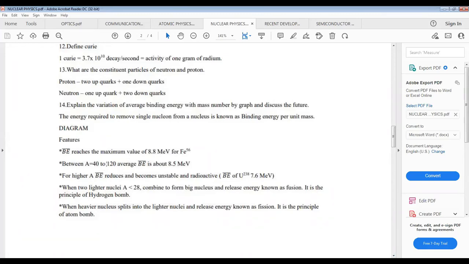Between mass number 40 to 120, the average binding energy is about 8.5 million electron volt, 8.5 MeV. For higher, if the atomic number is above 92, the element becomes most unstable and they become radioactive. Uranium, thorium and some other elements are most unstable and exhibit the nature of radioactivity. You can see their atomic number is above 92. When a heavier nucleus splits into lighter nuclei and releases energy, it is known as fission. It is the principle of the atom bomb.